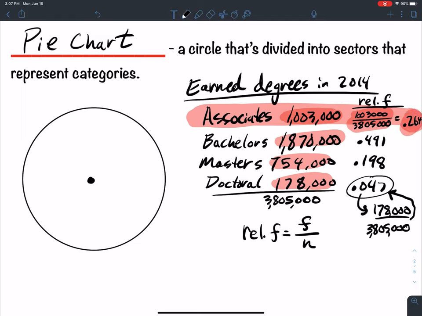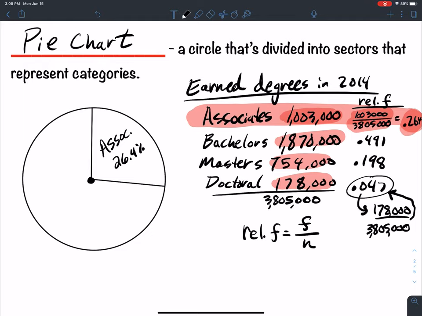It's a little bit bigger than a quarter. So when I think about a quarter of a circle, I think it looks a little bit like that. But since it's a little bit bigger, I'm just going to turn it just a little bit. Okay? So you can do associates, and then you can write out 26.4%. Okay, so writing out the percentage will go a long way towards telling me that you know what the frequency is.